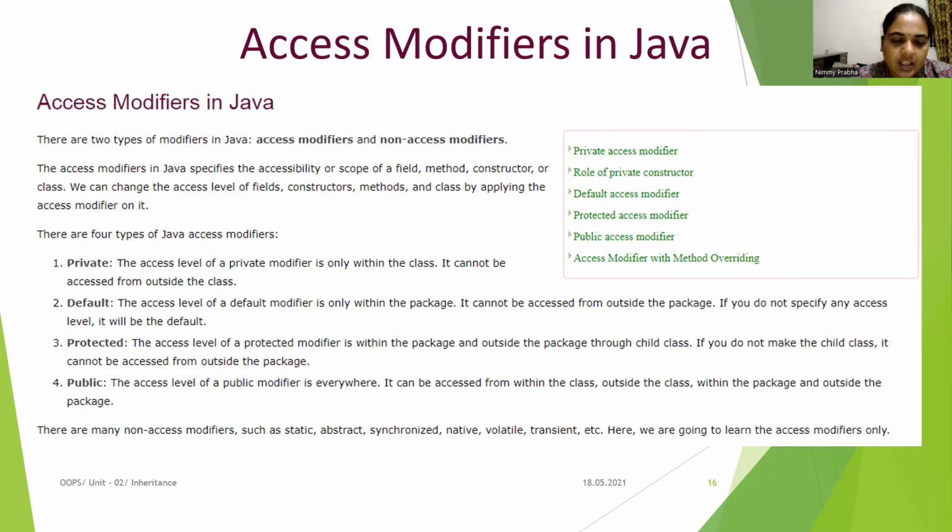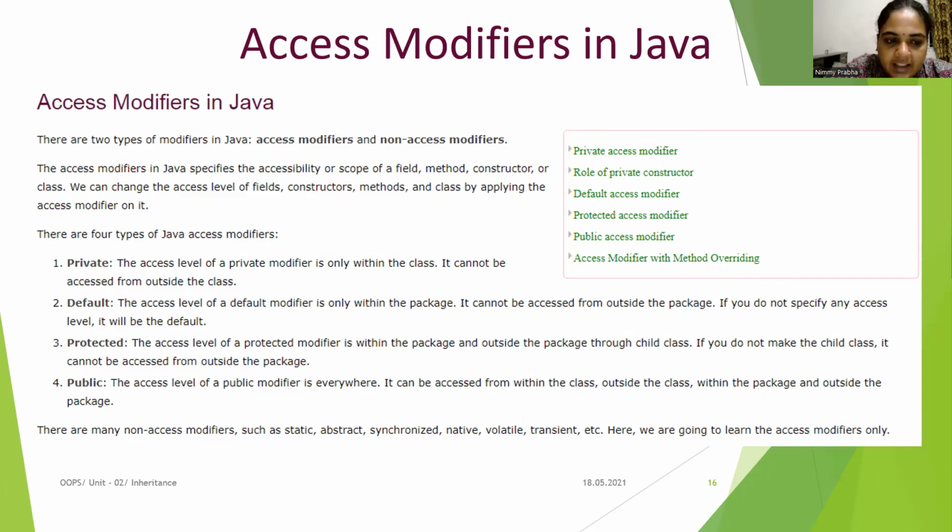Next one is protected. The access level of a protected modifier is within the package and outside the package through a child class. What do you mean by protected? It means the access level of the protected modifier is within the package and outside of the package through a child class. If you do not make a child class, it cannot be accessed from outside of the package.